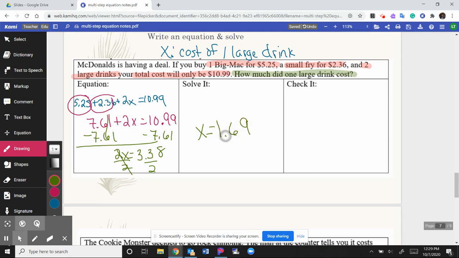Now, it's a decimal. We need to ask ourselves, does that answer make sense? And our answer is yes, because we said x is the cost of 1 large drink. We wanted to know how much one large drink costs. This is really dollars, $1.69 for one large drink.